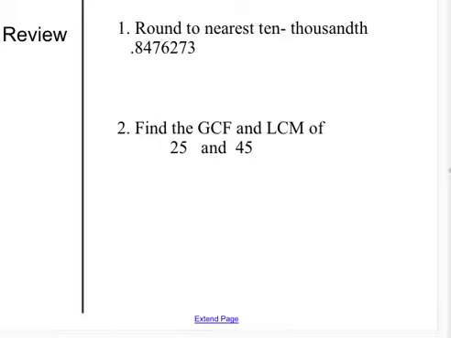The 10 thousandths place. So we have the tens, hundreds, thousands, 10,000. So the 2 is going to tell the 6 what to do, which in this case is stay the same. So we end up with 0.8476. If that 2 was higher than 5, then that 6 would round up to a 7.